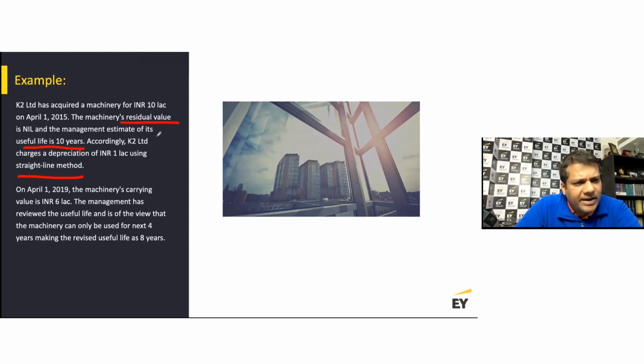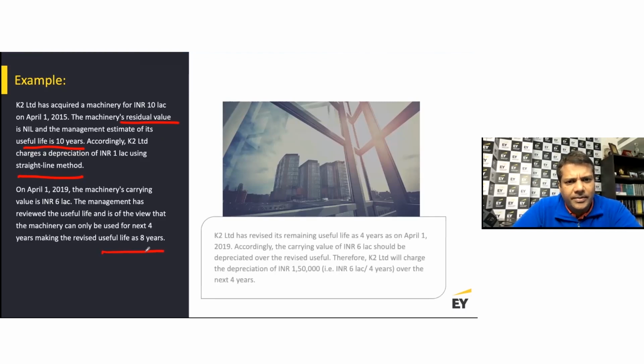The management has reviewed the useful life and is of the view that the machinery can only be used for the next 4 years, making the revised useful life 8 years. So total life has now been revised to 8 years. Originally I had said it was 10 years, but now I'm saying it is 8 years, and my remaining life is only 4 years in a way. So now the question here is how do I deal with this situation, right?